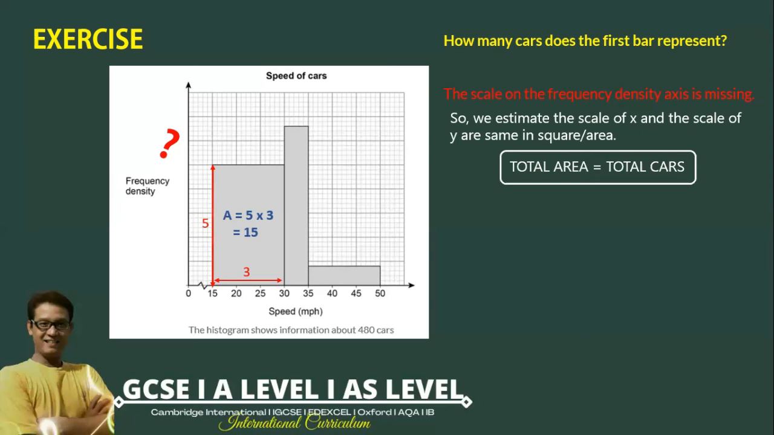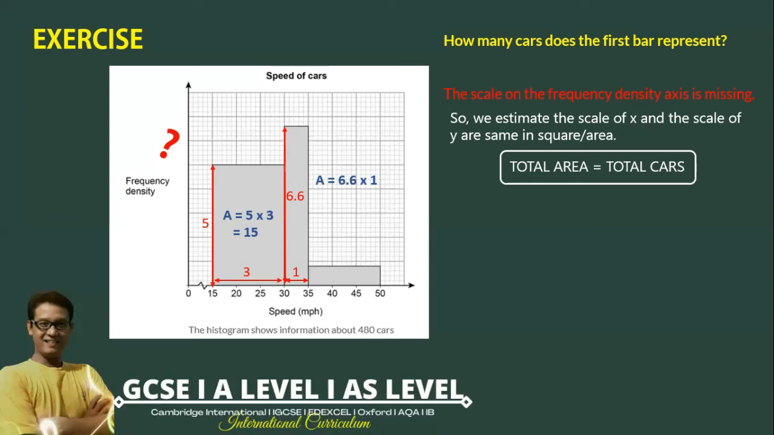Next, we go to the second bar. For the second bar, the class width, let's say 1. And the height is 6.6. So the area is 6.6 times 1. We got 6.6.